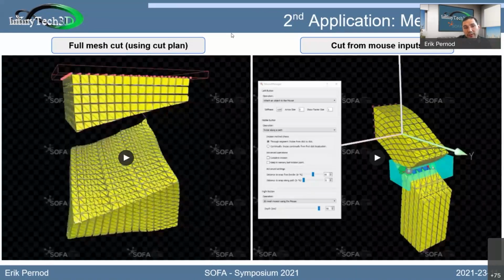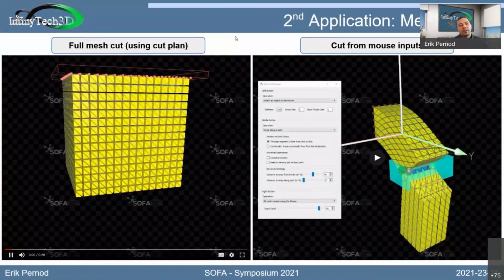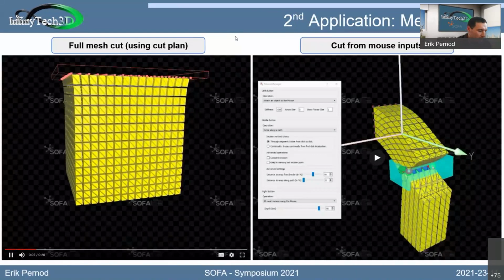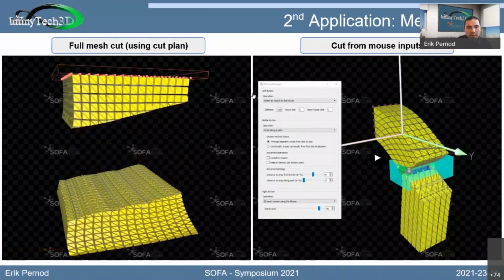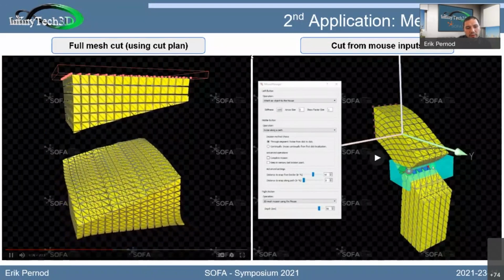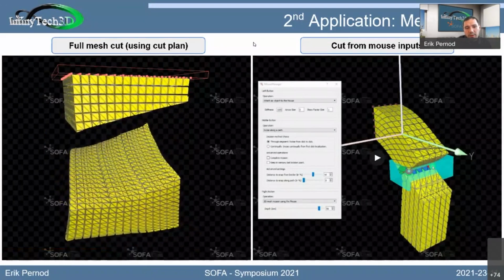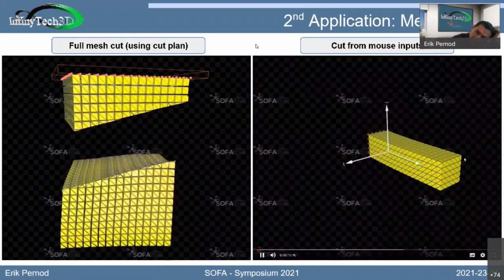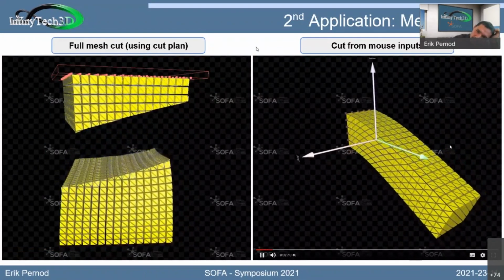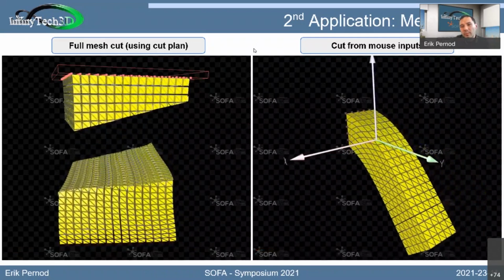And the second application is cutting. So first, using a cutting plane. So we cut the whole cube in the planned direction. And it's also possible to cut from mouse inputs.